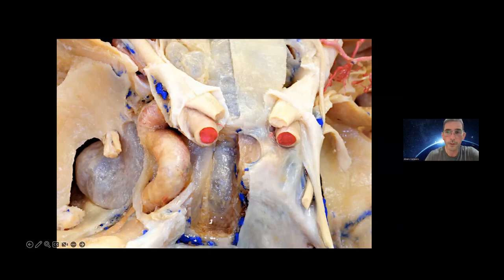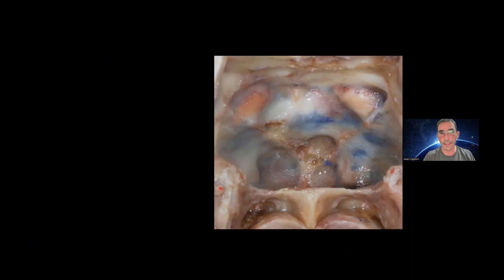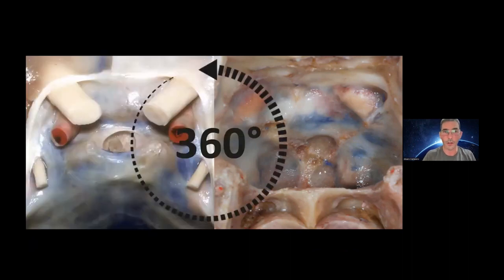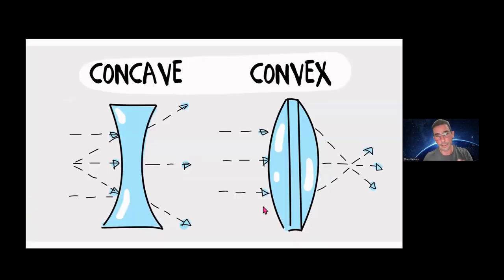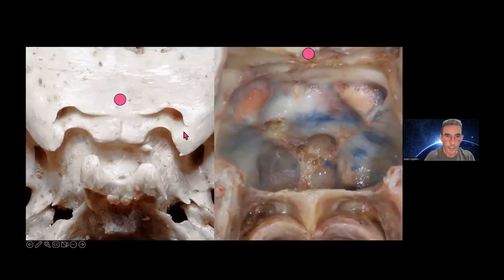So it is important to understand the 360-degree anatomy of the skull base, and especially of that part of the skull base, the pituitary fossa and the sphenoid sinus and so on. And we have to understand that if in one view some portion is concave, in the other side, from the cranial view something is concave, in the exocranial view it is convex, and vice versa. So for instance, this is an endocranial view and an exocranial view.